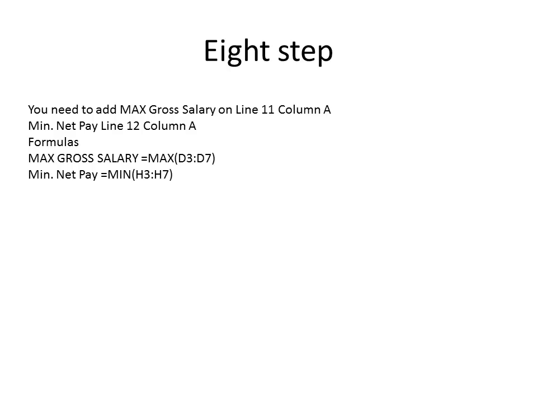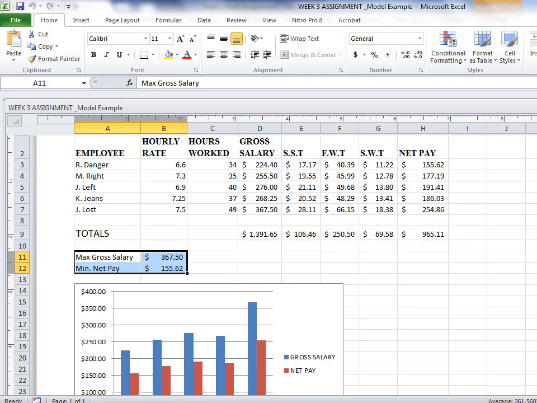The eighth step, you need to add the max gross salary on line 11 of column A and the minimum net pay on line 12 of column A. The formulas are: for max gross salary, you need to write in the blank cell equal MAX open parenthesis D3 colon D7 and close parenthesis, and in the next blank cell, you need to write equal MIN, that's minimum, open parenthesis H3 colon H7. Now it's showing in that way.